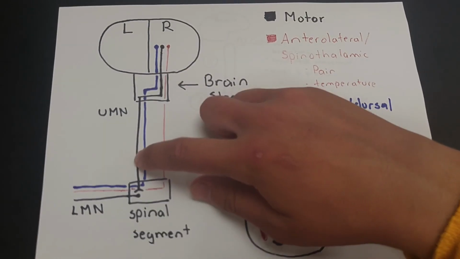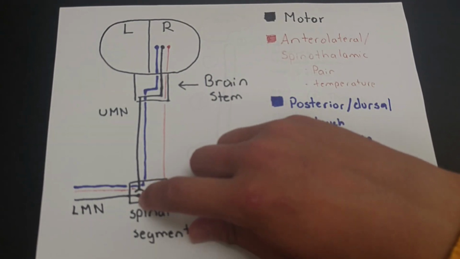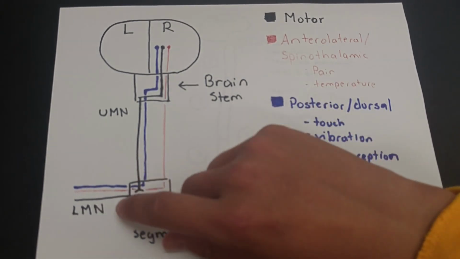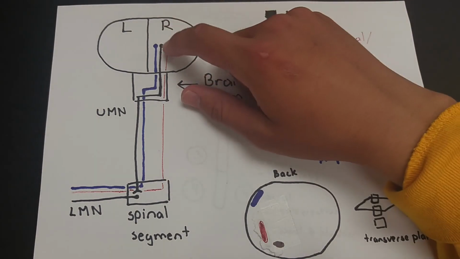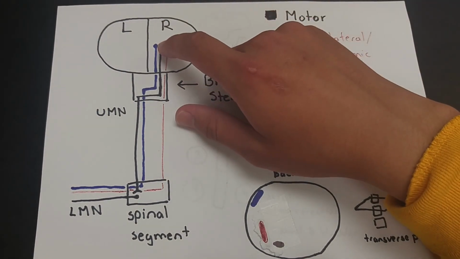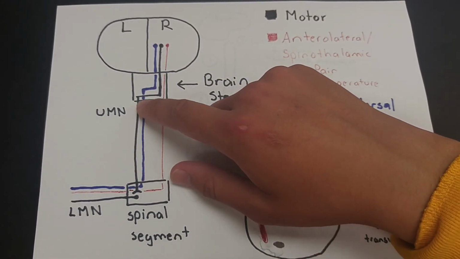And then it goes down the spinal cord onto the spinal segment, where it synapses onto another motor neuron, and this motor neuron will contract the muscle. So the motor neuron that contracts the muscle is called the lower motor neuron, and the neuron that carries the message from the brain to the spinal segment is called the upper motor neuron.